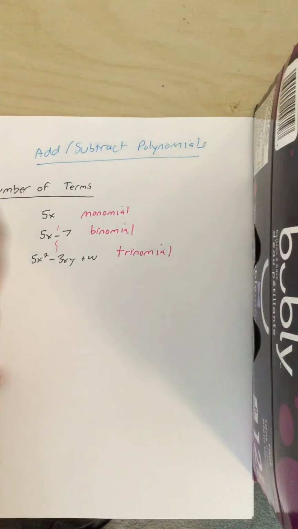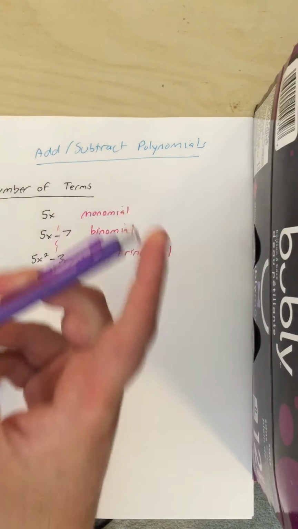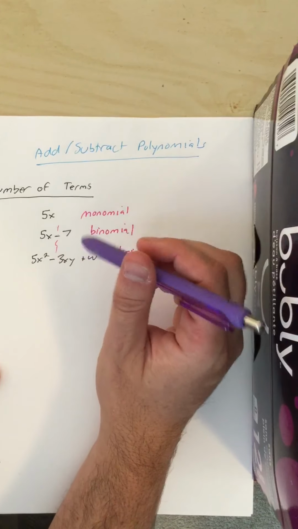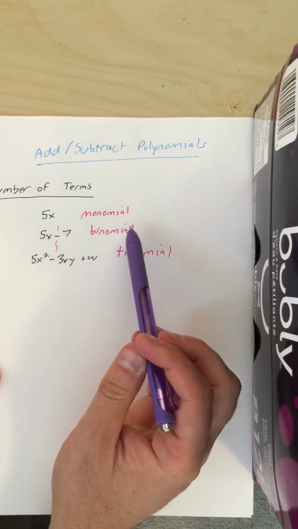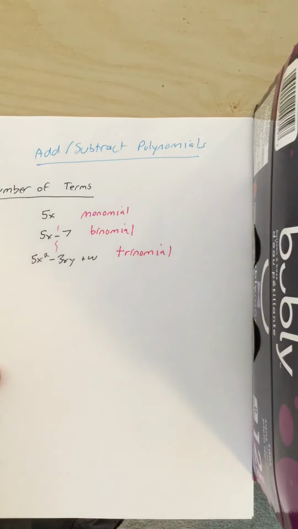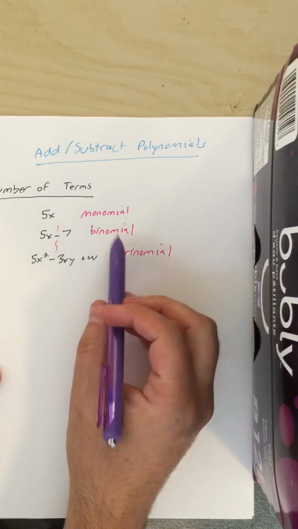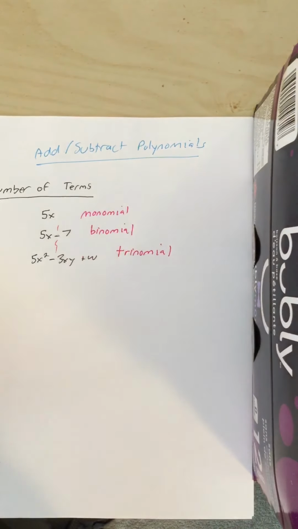And then there's the word polynomial. Poly just means many. And so polynomial could be anything. A polynomial could be a monomial, or a binomial, or a trinomial, or, I don't know what the one for four is, but quadrinomial maybe? I'm not actually sure about that. But it'd be one of those. So polynomial just means it is something with terms.